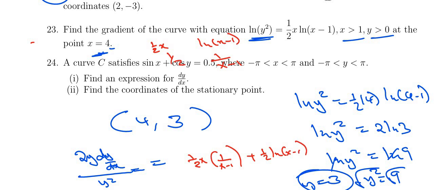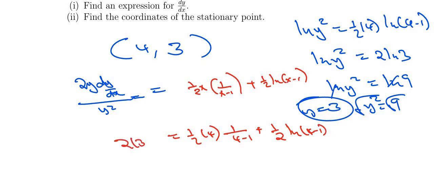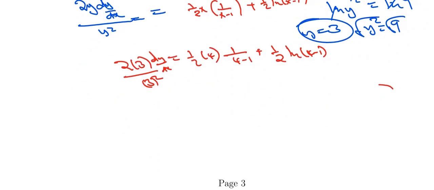Yeah, so now wherever there is x, put the 4, right? Put the 4. This is going to be half of 4. You have 1 over 4 minus 1 plus half ln of 4 minus 1. This side you have 2, 3 dy/dx over 3 squared. So for dy/dx here, if you're done solving it, the 3s can cancel. You have 2 over 3 m.